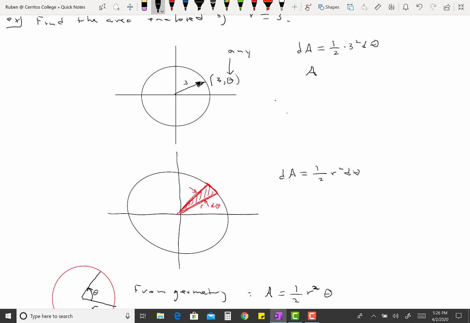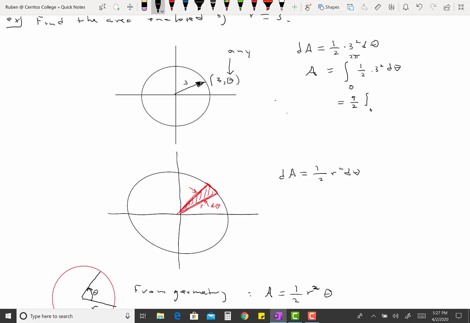Total area we get by summing up all the areas of those sectors, and we sum up those infinitely small sectors by integrating the sectors from 0 to 2 pi. We're integrating with respect to theta, and theta varies between 0 and 2 pi. This integral is very simple. 3 squared is 9, times 1/2 is 9/2.